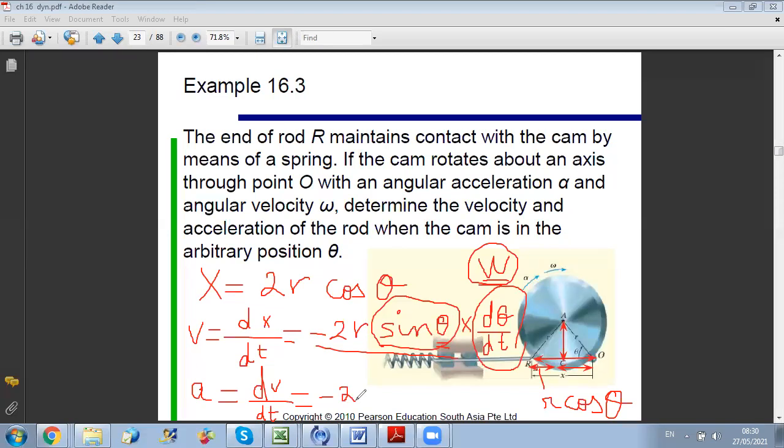Doctor, I have a question. Yes. Can you please repeat why x came out as 2r cosine theta?